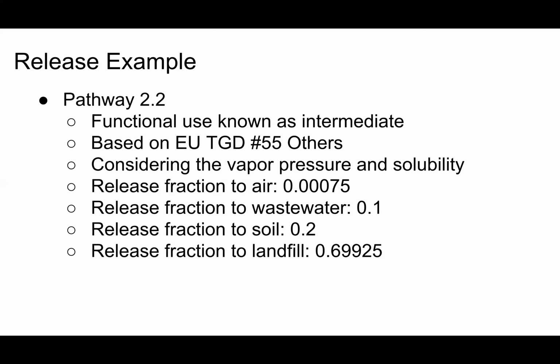And it has detailed release factors to the different environment compartments. This will consider the vapor pressure and the solubility of this chemical. Based on the vapor pressure and solubility we obtained before, and also according to EU-TGD 55, we can know that the release fraction to the air is 0.00075, the release factor to the wastewater is 0.1, the release fraction to the soil is 0.2, and the release fraction to the landfill is the rest of the total of the unit one, basically 1 minus the sum of the 3 fractions above. It will be close to 0.7, and this is related to the disposal phase, not the use phase.